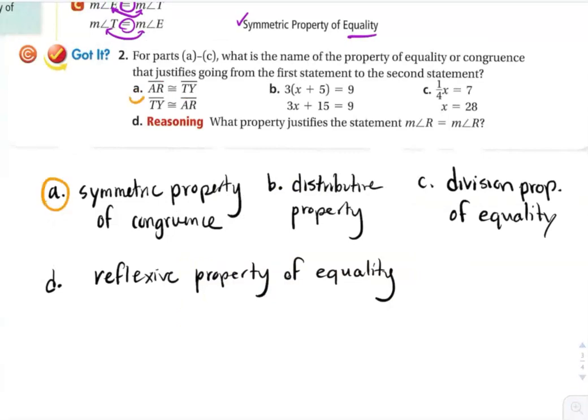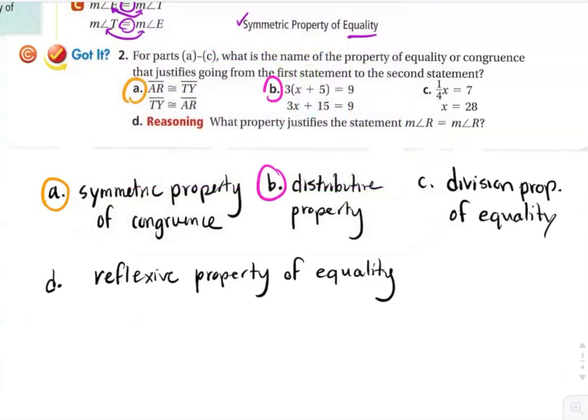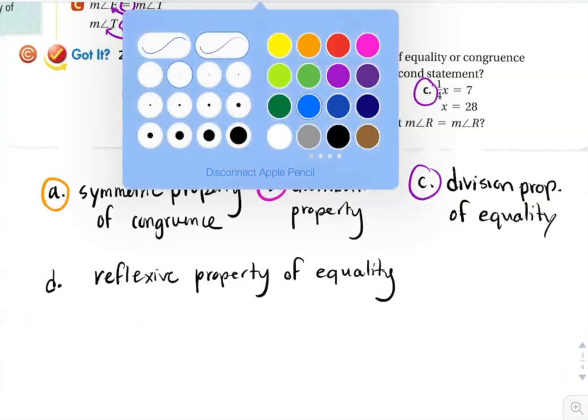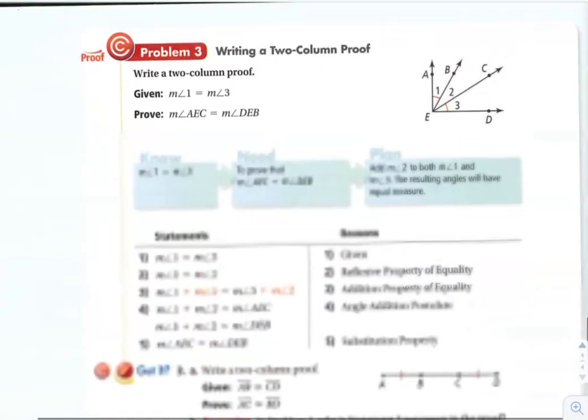For A, we have the symmetric property of congruence. For B, we have the distributive property. For C, we have the division property of equality, dividing by 1/4 on each side, and then for D, we have the reflexive property of equality. All right, and moving on.